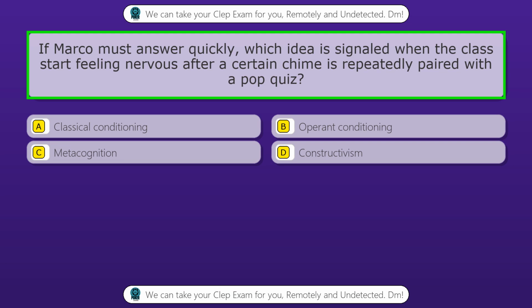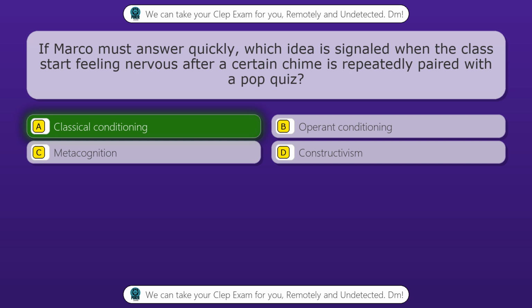Question 1. If Marco must answer quickly, which idea is signaled when the class starts feeling nervous after a certain chime is repeatedly paired with a pop quiz? Option A, classical conditioning. Option B, operant conditioning. Option C, metacognition. Option D, constructivism. The correct answer is option A, classical conditioning.